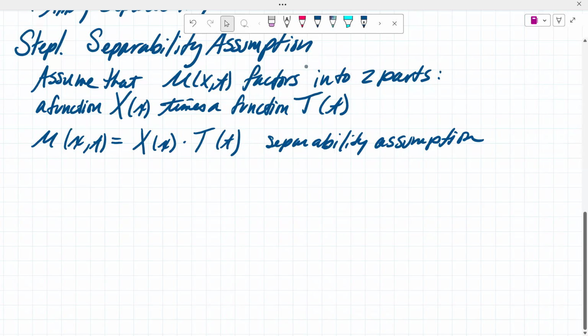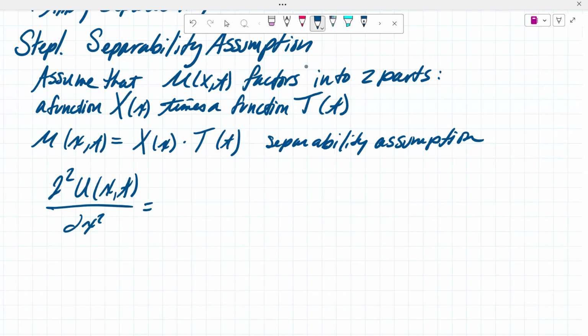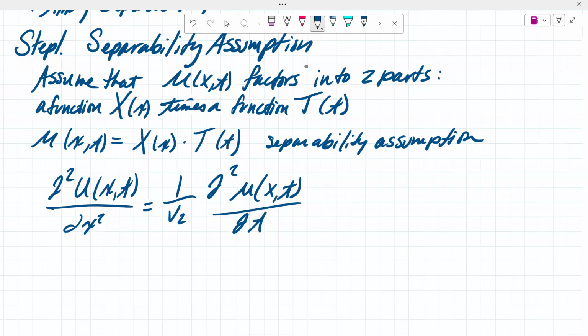So here we have d squared u of x and t over dx squared equals 1 over v squared times d squared u of x and t over dt squared. This is the original function for this string. And this is from above.